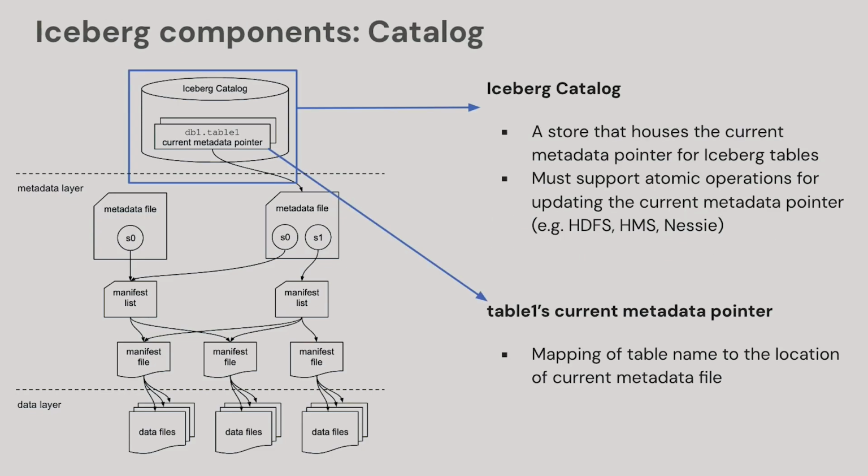So the first thing here is the Iceberg catalog. If a user is trying to read or write data for a table, they first need to know where to go, and the catalog is that place.